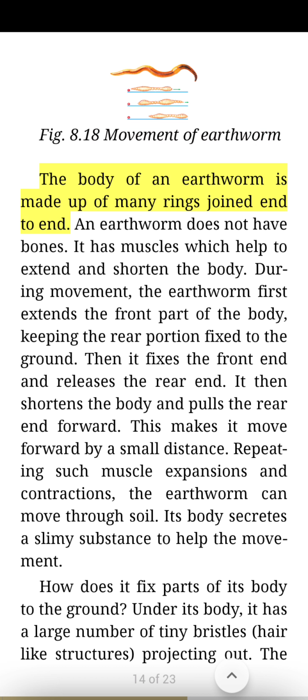The body of an earthworm is made up of many rings joined end to end. An earthworm does not have bones. It has muscles which help to extend and shorten the body. During movement, the earthworm first extends the front part of the body, keeping the rear portion fixed to the ground. Then it fixes the front end and releases the rear end. It then shortens the body and pulls the rear end forward. This makes it move forward by a small distance.